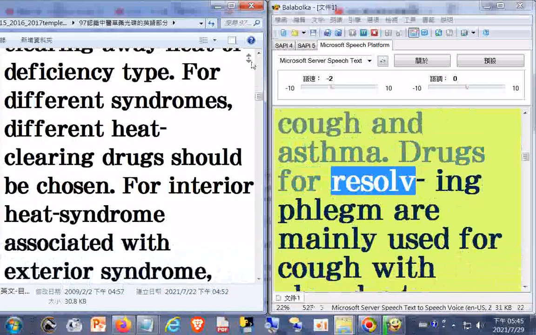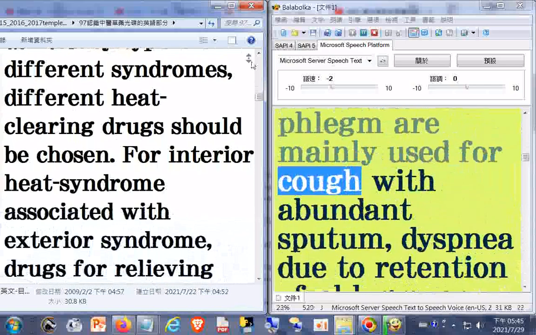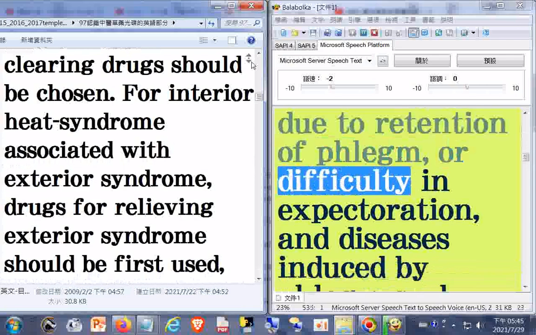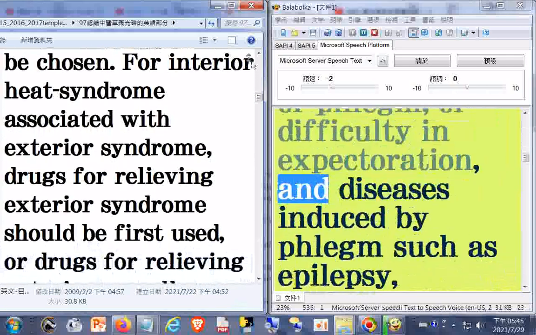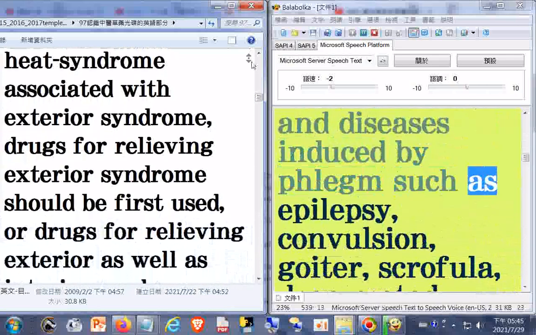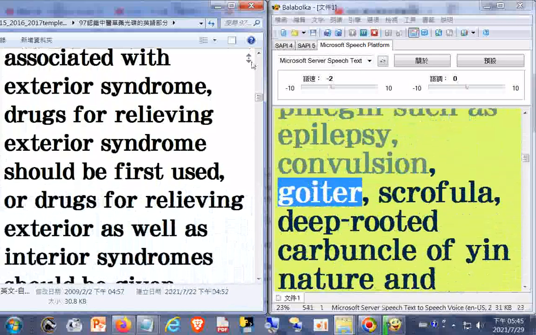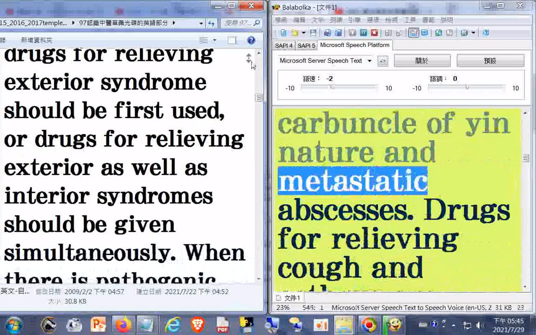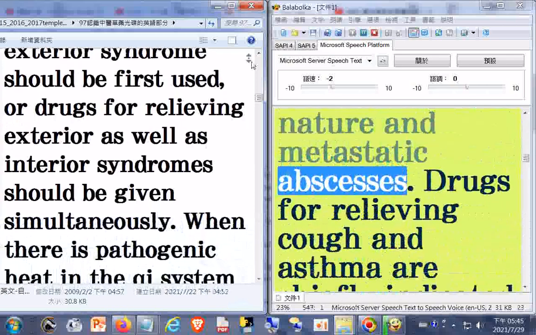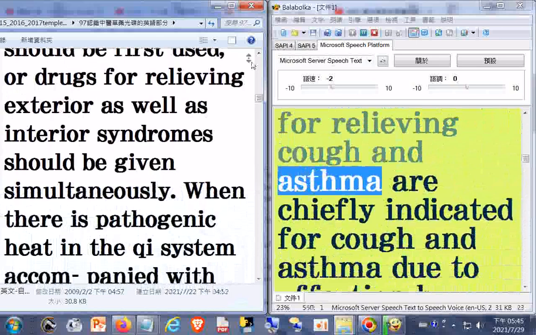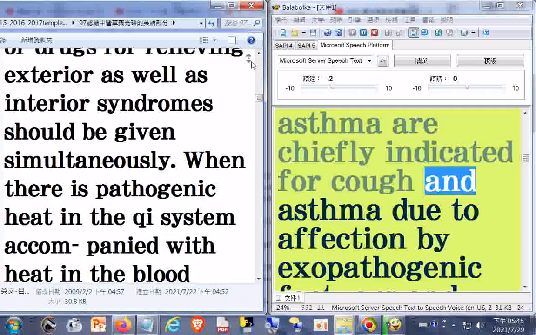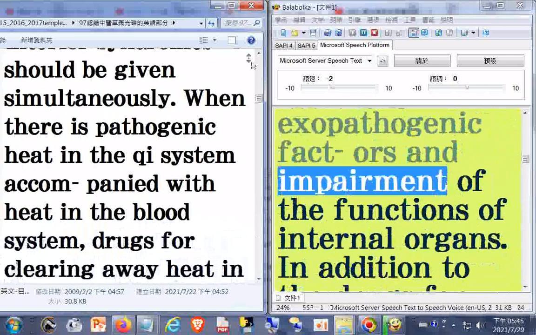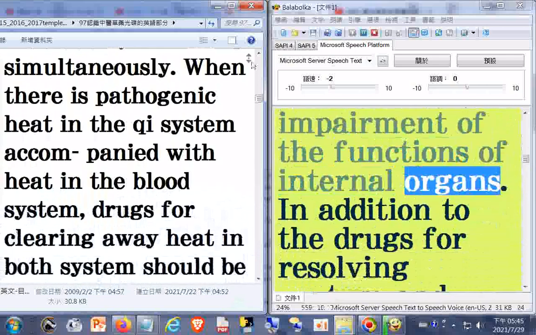Drugs for resolving phlegm are mainly used for cough with abundant sputum, dyspnea due to retention of phlegm, or difficulty in expectoration, and diseases induced by phlegm such as epilepsy, convulsion, goiter, scrofula, deep-rooted carbuncle of yin nature and metastatic abscesses. Drugs for relieving cough and asthma are chiefly indicated for cough and asthma due to affection by exopathogenic factors, or an impairment of the functions of internal organs.